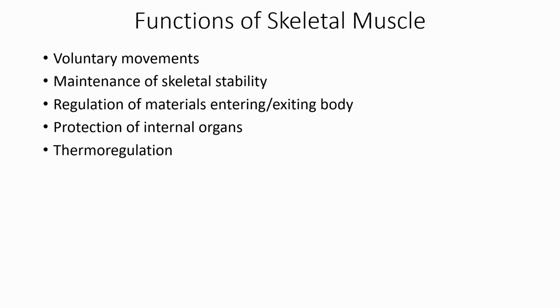So we look at the functions of skeletal muscle. The big one that we're probably aware of is voluntary movements, your ability to make movements using conscious thought. But we also use muscles to help maintain skeletal stability. We also help regulate the materials that come in and out of the body. We protect internal organs. And then thermoregulation, so think like shivering, right? If you shiver, you're generating heat to keep you warm.